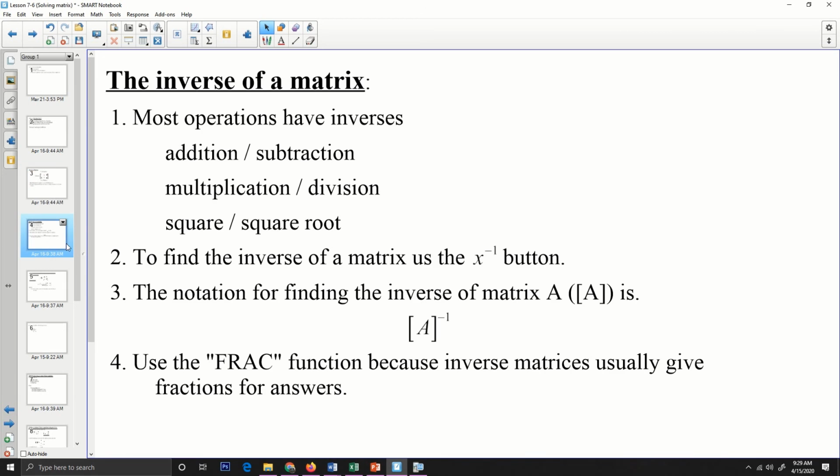The inverse of a matrix. Most operations have inverses. Addition has subtraction. Multiplication and division are inverses. Square and square root are inverses.